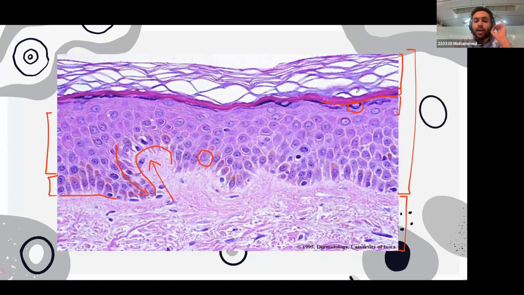If only the stratum corneum increased in size, what do I call this? Hyperkeratosis. Most of the keratin, the dead keratinocytes, are going to be in the stratum corneum. If this keratinization increased, we call this hyperkeratosis. Okay? Let me know if I lost you.